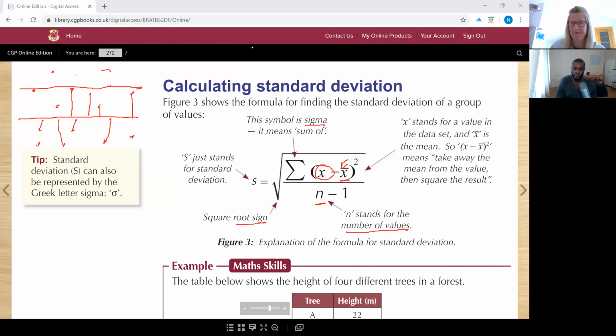So should we go through an example now? Absolutely. Yeah. Just bear with me a moment.